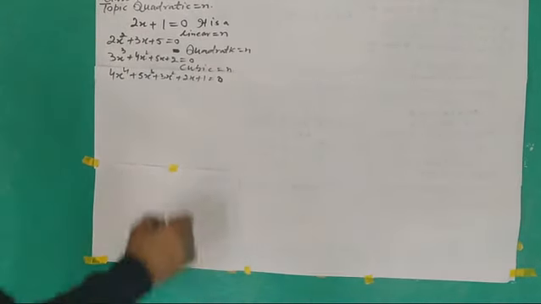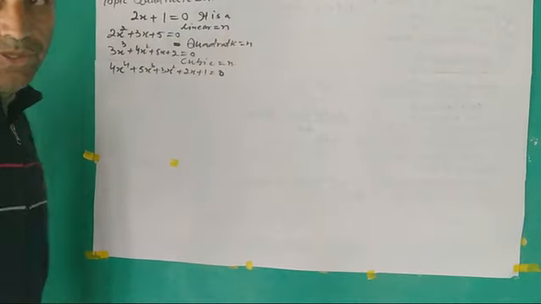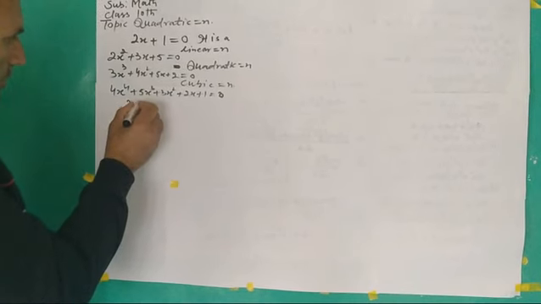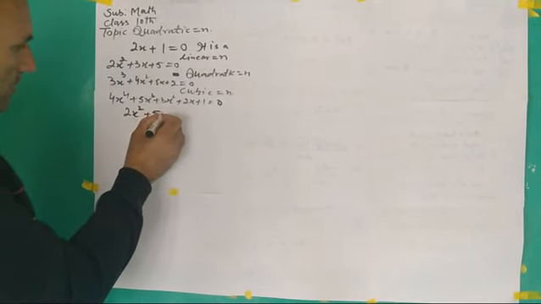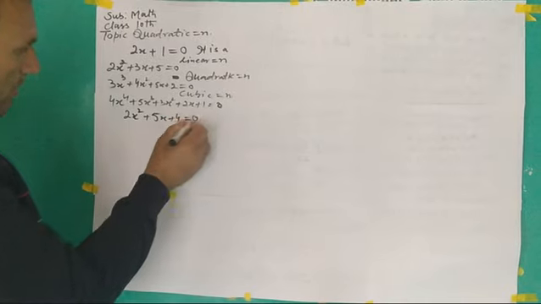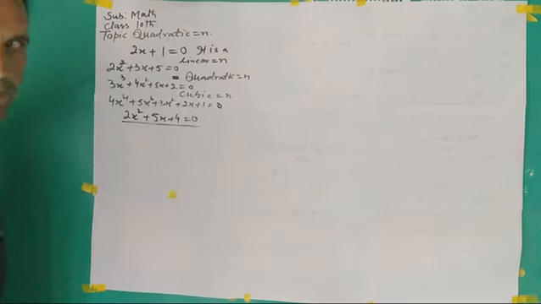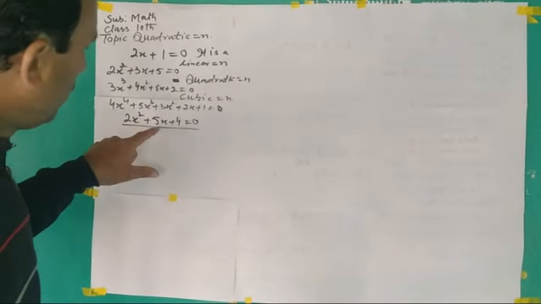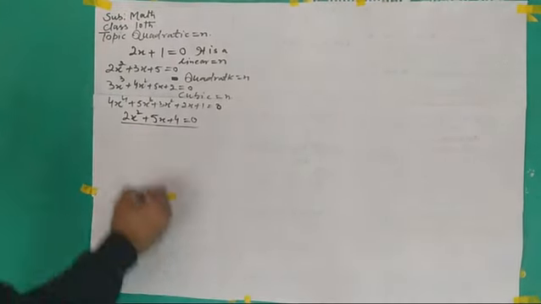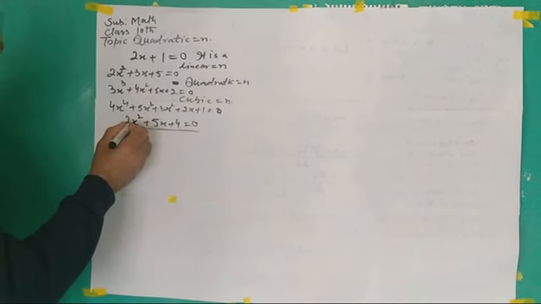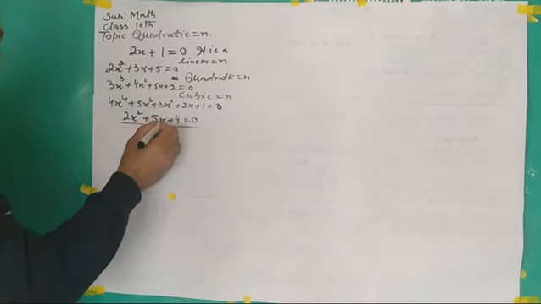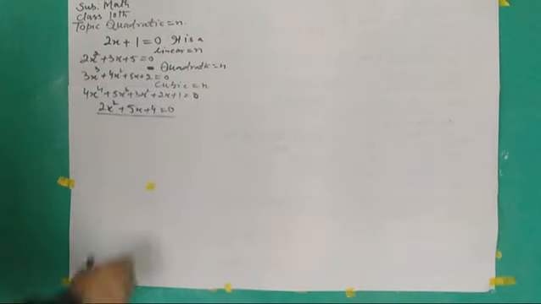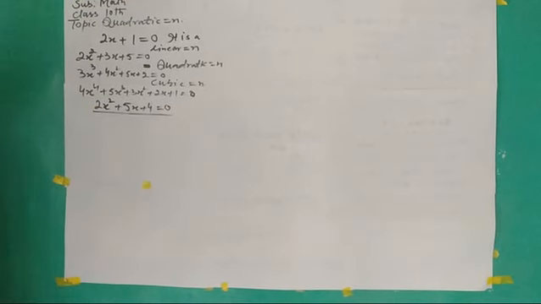But our chapter is quadratic equation. So I will write here 2x square plus 5x plus 4 is equal to 0. This is a quadratic equation. So I will tell you what is called this 2, this 5 and this 4. This 2 is the coefficient of x square and this 5 is the coefficient of x and this 4 is a constant term and this x is a variable.